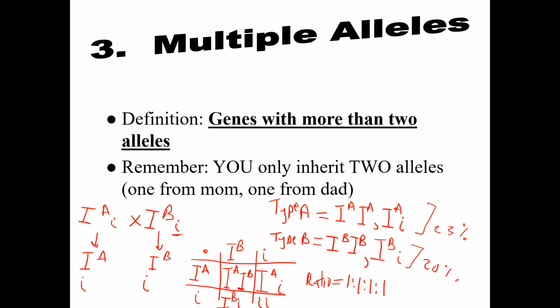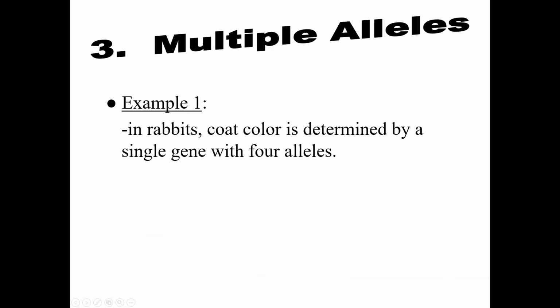Now, the multiple allele thing is one of the reasons why blood types cannot take the place of a DNA test when determining paternity. Y'all know paternity test, right? But does that make sense to you? Does it make sense to you why you can't use a blood test to determine paternity?